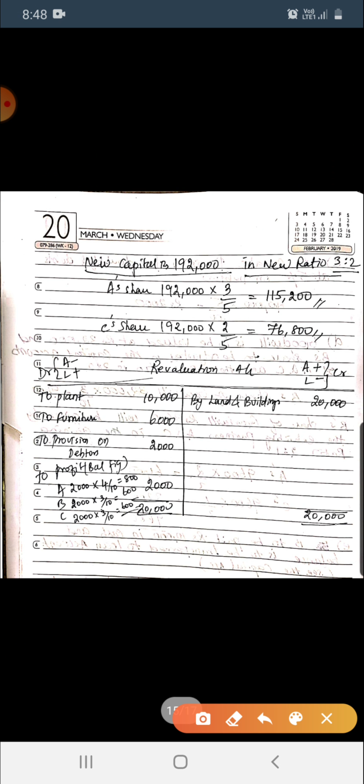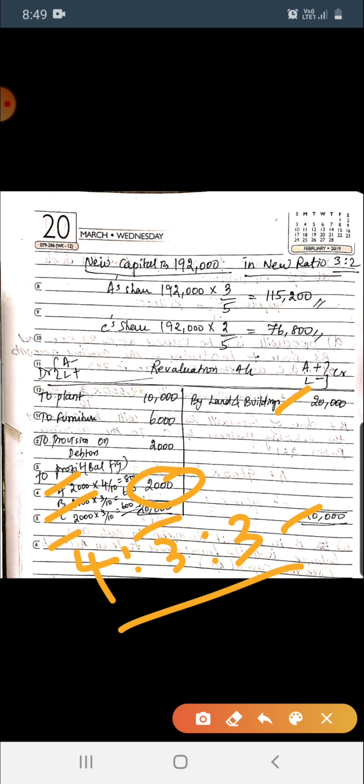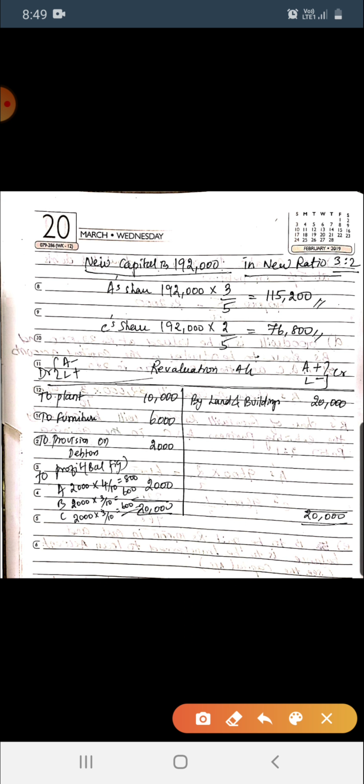We are appreciating 20,000, so put it on the credit side, because the asset value increases, so we have to record it on the credit side. The total comes to 20,000 each, and we are getting a balance of 2,000 that will be shared among A, B and C in their respective profit sharing ratio, that is 4:3:3. So that comes around 800, 600 and 600.